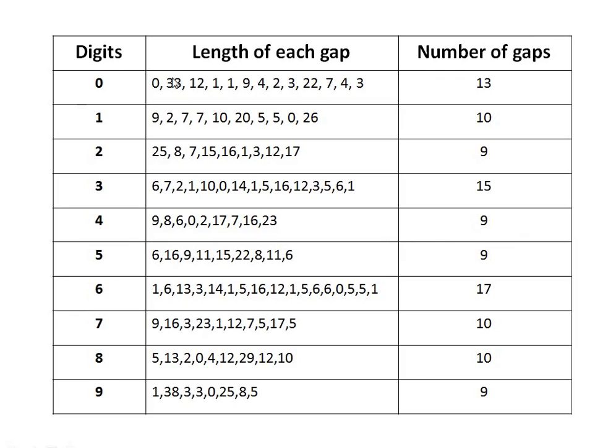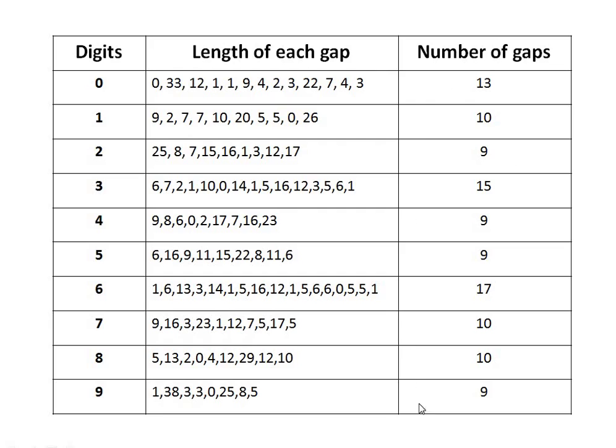Next, tabulate the number of gaps. For digit 0, the first gap is 0, the second gap is 33 and so on. Total number of gaps 13. For the digit 1, the first gap is 9, the second gap is 2. Similarly, 7, 7, 10, 26. Total number of gaps 10. You have to write all the gaps here, tabulating all the gaps up to 9.